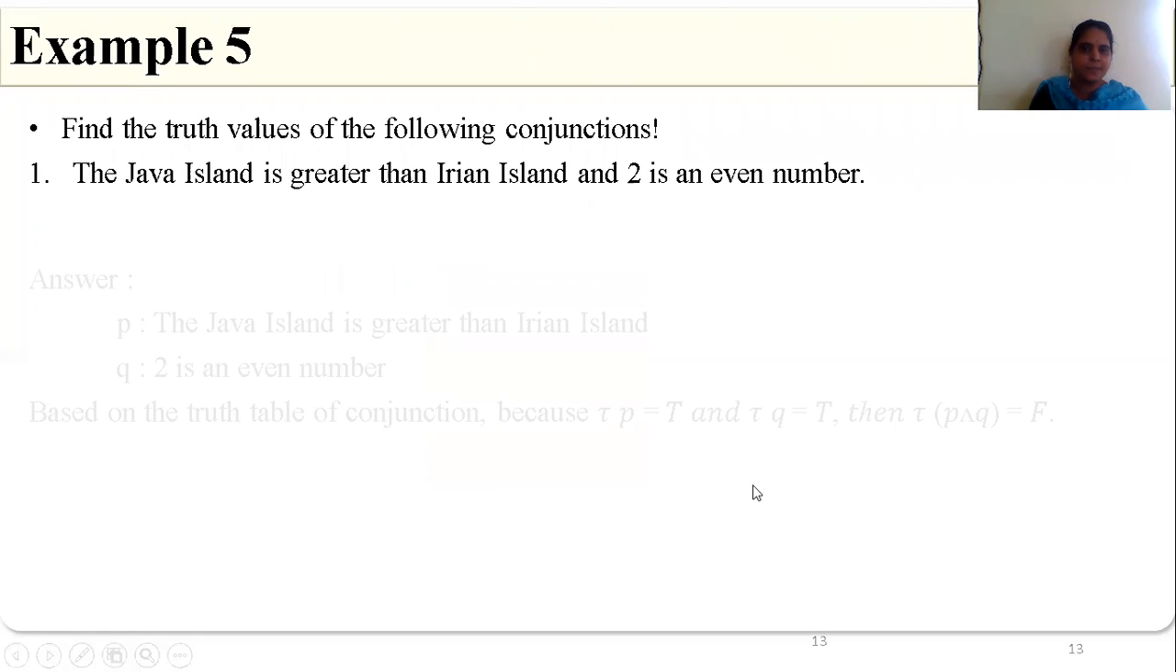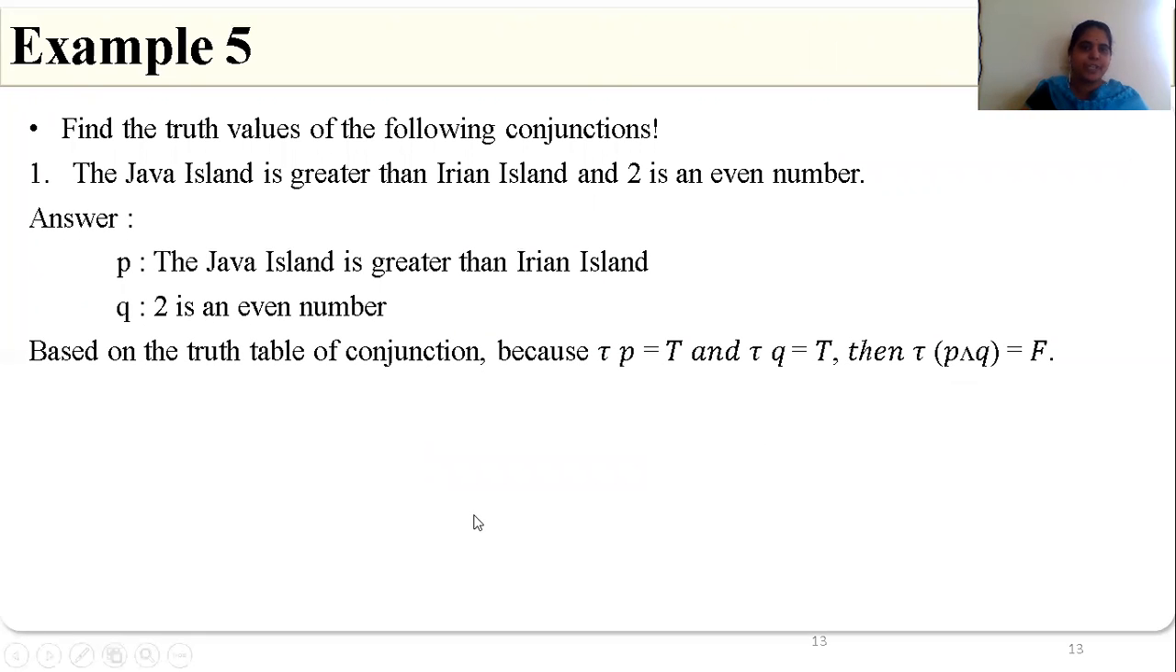Example here. Same, you need to find the truth value for this one. Java island is greater than Aryan island, and 2 is an even number. We can consider P as Java island is greater than Aryan island. Then Q is 2 is an even number. P and Q we can represent as false, because the truth value of P is true, but the truth value of Q is false, so P and Q is false.